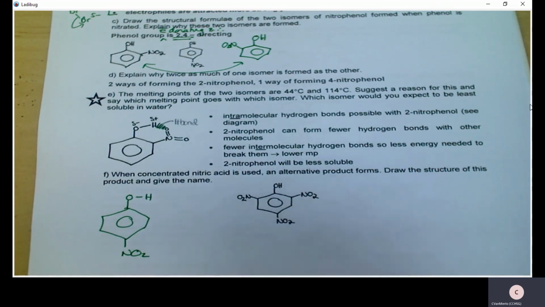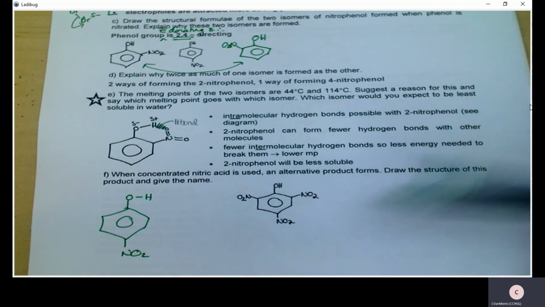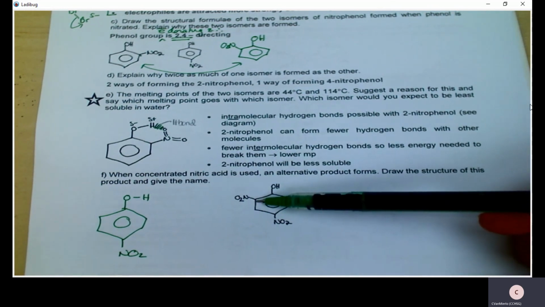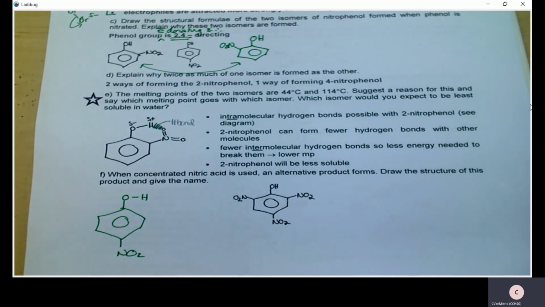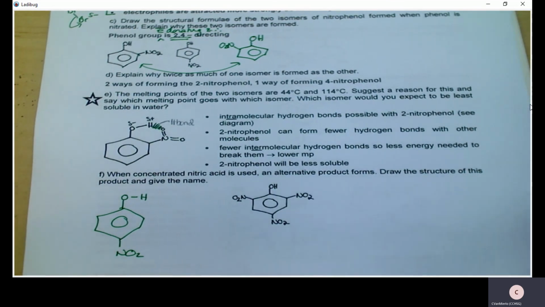So if we change our conditions, change the concentrated acid, so more harsh conditions there, then we can do our tri-substitution. So again, our OH group is 2,4 directing, so we get the 2 and the 4, and then the other 2, but when we're naming it, we would call it 6. Okay, so that's 2,4,6-trinitrophenol.